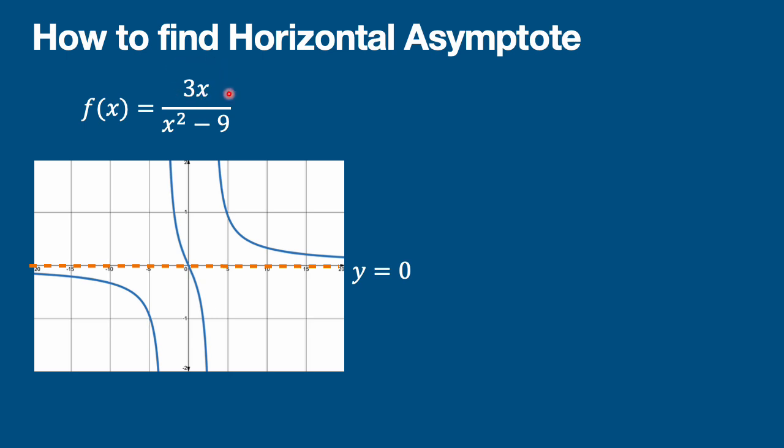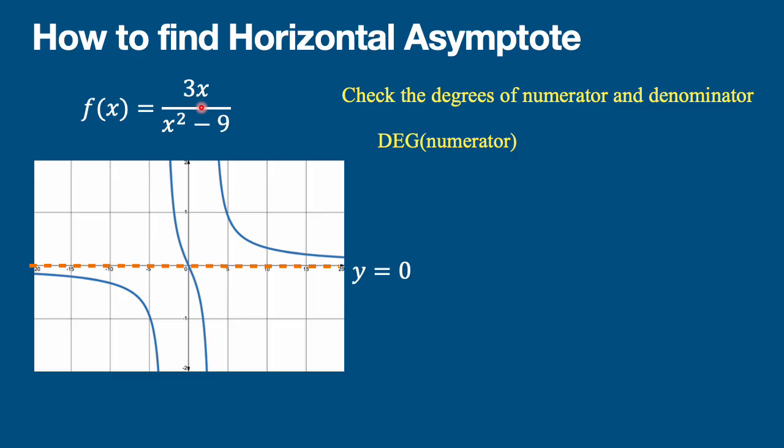You have to check the degree of the numerator and the degree of the denominator. You have to check both. First, the degree of the numerator is 1. The degree of the denominator is 2. Which one is bigger? This number is bigger. In that case, the horizontal asymptote is 0 all the time. When the degree of the denominator is greater than the degree of the numerator, the horizontal asymptote is always 0.